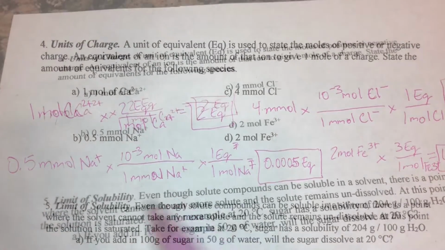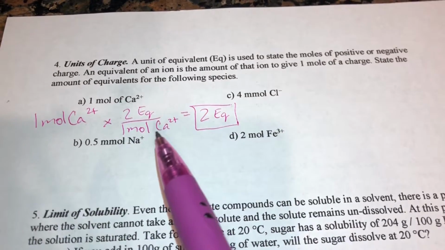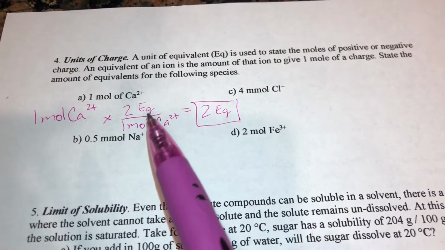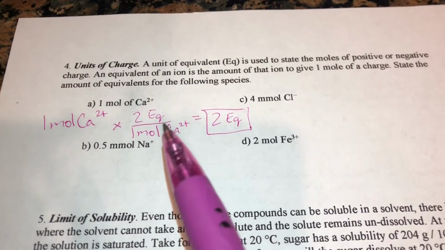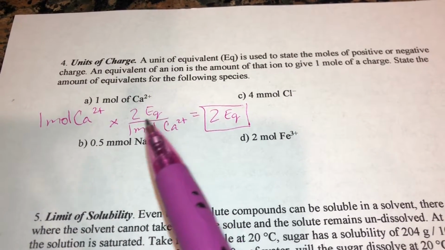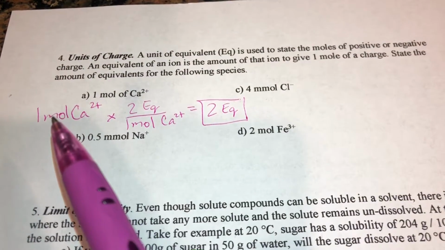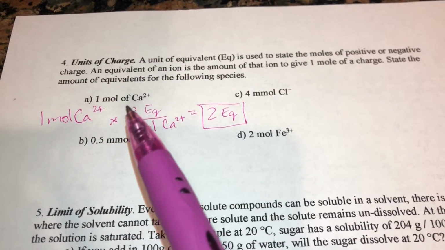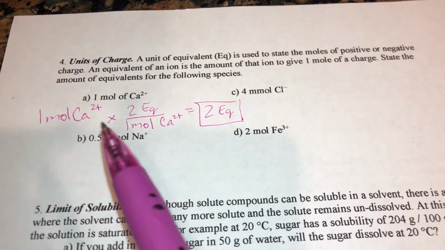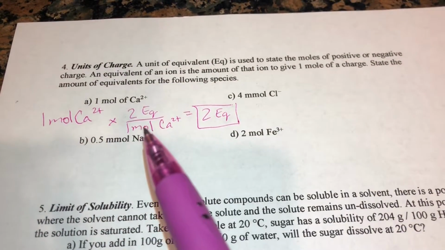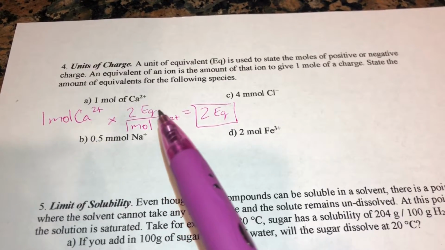So first, what we're going to do here is figure out what our conversion factor is, and our conversion factor is equivalents over moles. So for this one, because we want to end up with equivalents, we're going to start off with moles because that's our given. Our given is 1 mole of calcium 2+. So we're going to start with that. We're going to write the conversion factor with the moles at the bottom and the equivalents at the top.